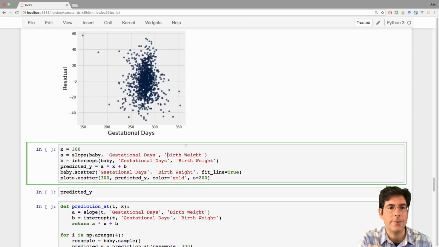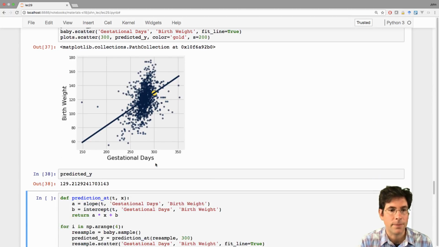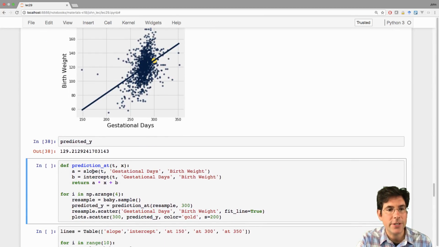X equals 300 days. The slope and the intercept from this sample of babies gives me a predicted y value. And we'll draw that on the scatter diagram. Here's the regression line for days versus birth weight. And here is the height of the regression line at x equals 300. The predicted y is 129. The way we got that prediction is to compute a slope and intercept, and then find the height of the line at that particular value x.